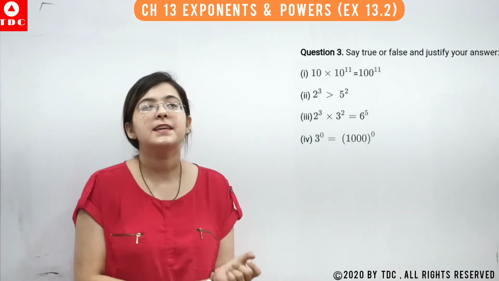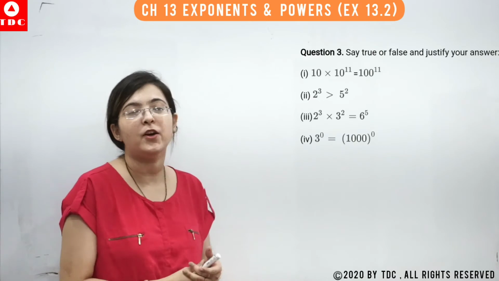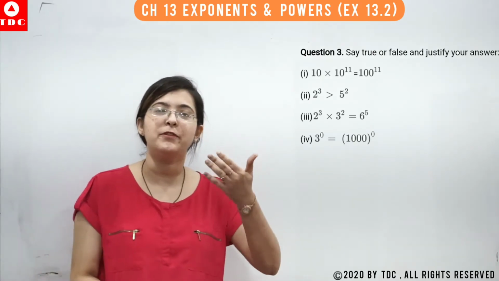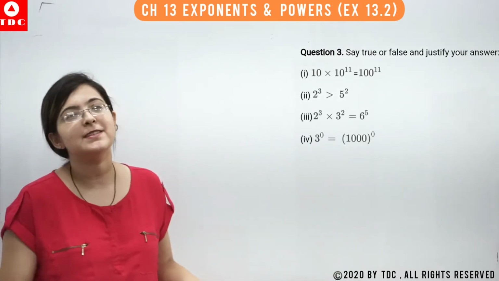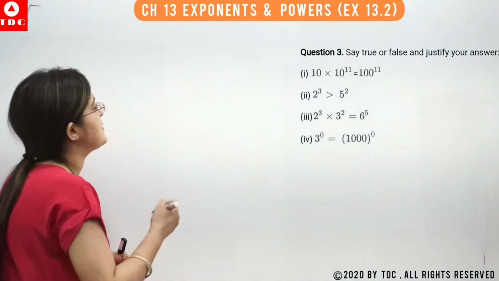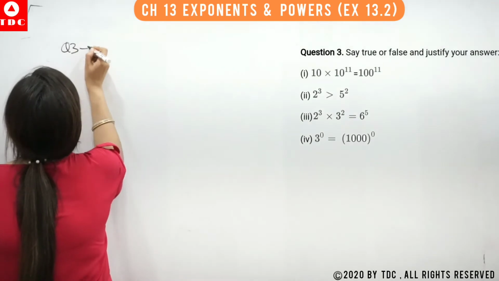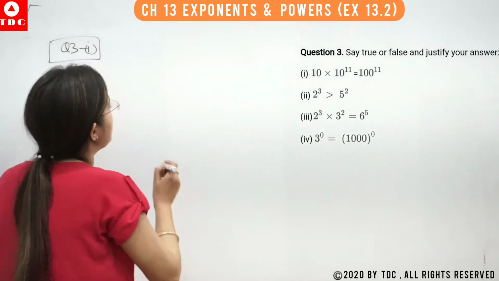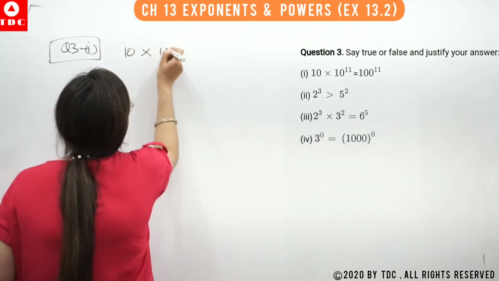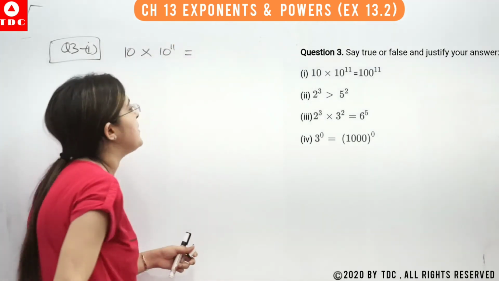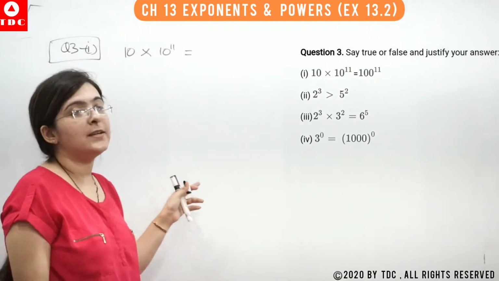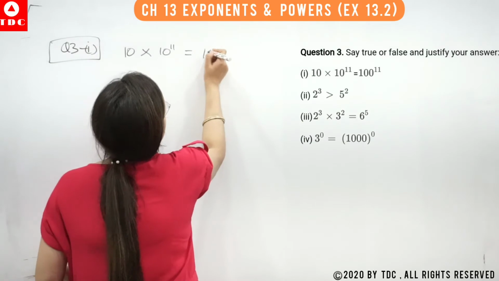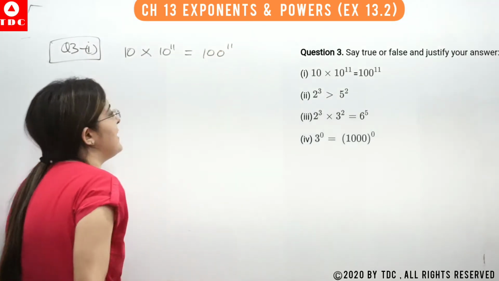Say true or false and justify your answer. So by telling true or false, we have to justify. First let's solve it, then we will say whether it is true or false. First part of question number 3: 10 into 10 to the power 11 is equal to 100 to the power 11. We have to show whether it is true or false.